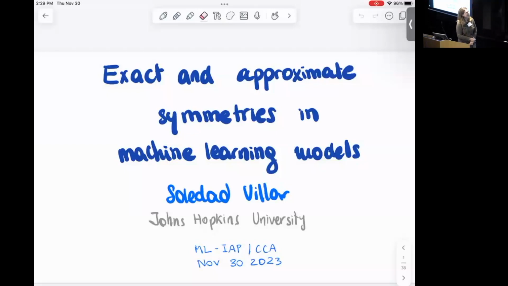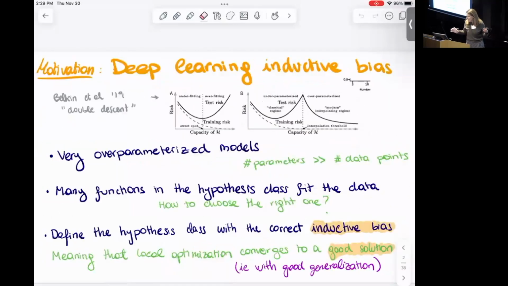So very nice. Okay, so I'm going to talk about the role of exact and approximate symmetries in machine learning models. I come from an applied math department, but I collaborate with people in astrophysics. Please ask questions or make comments if you want.